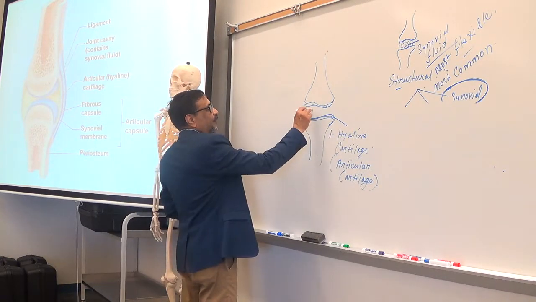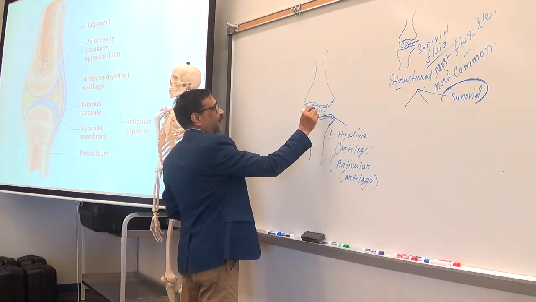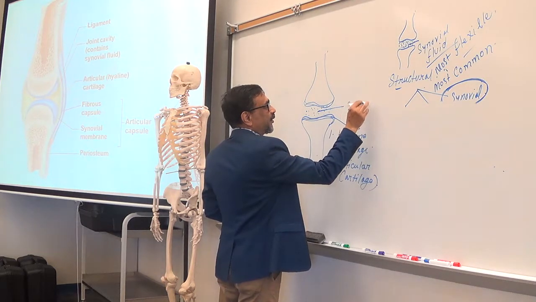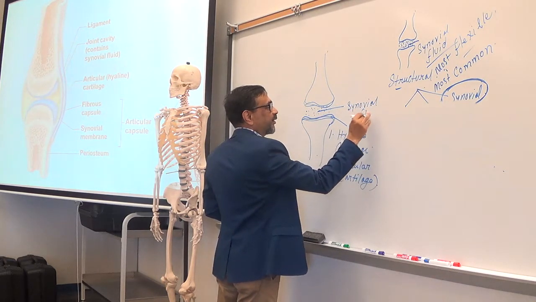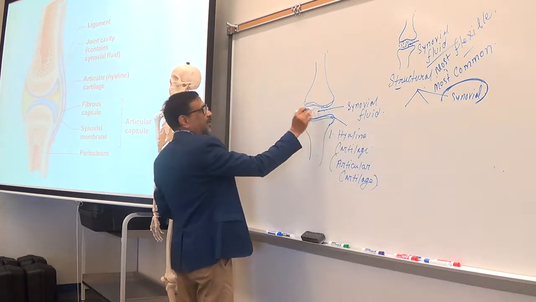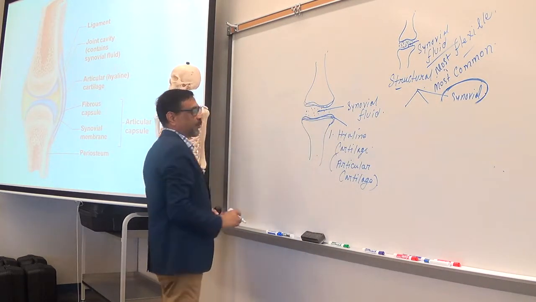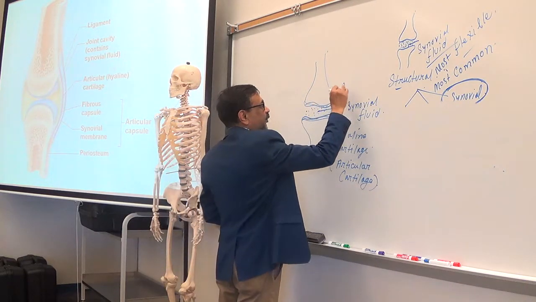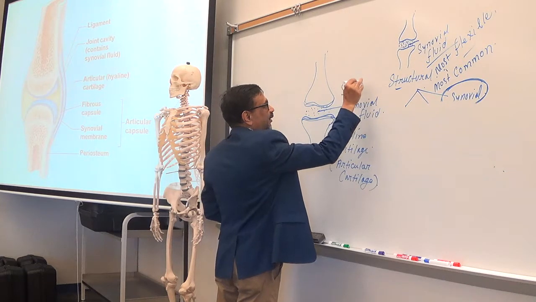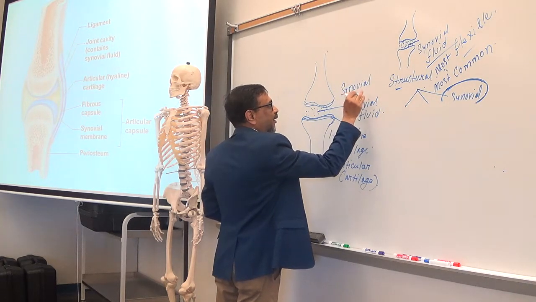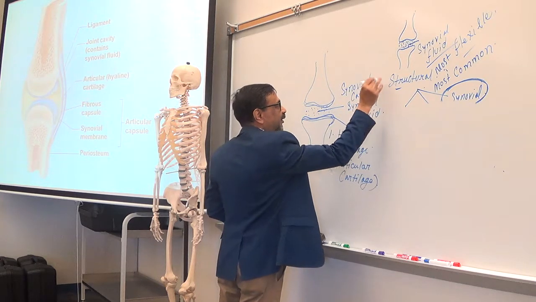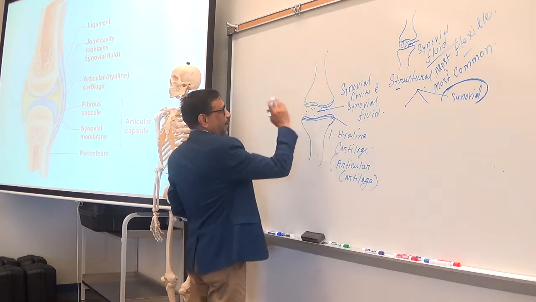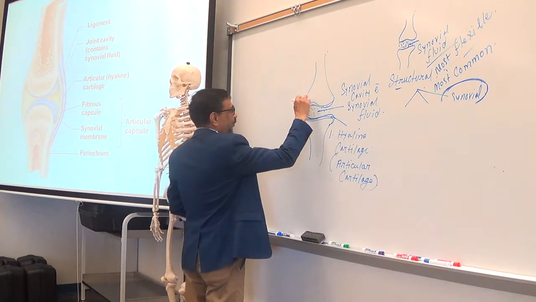Number 2, you have what here? Fluid, synovial fluid, inside, in between the bones, and that space is called the synovial cavity. So we can say the synovial cavity with synovial fluid in it, and around the joint you have a capsule.